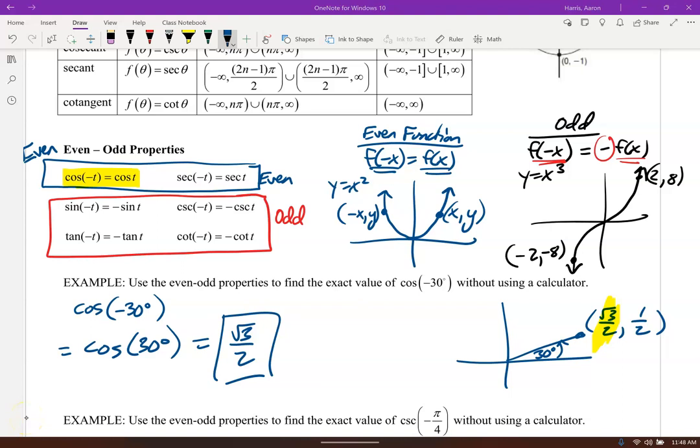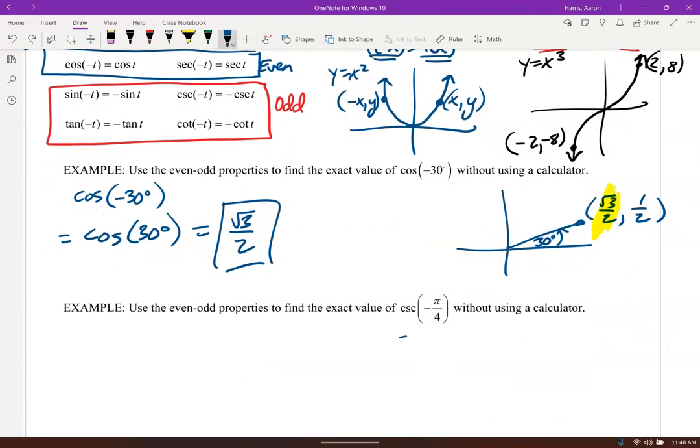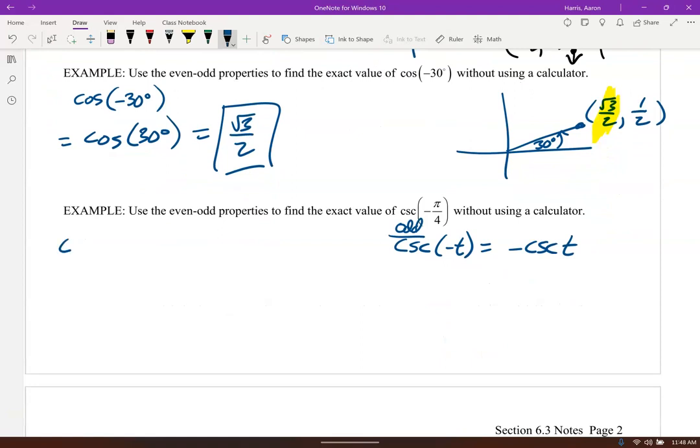Let's look at the next one. How about cosecant? Now this one's not with degrees, I've got radians. Cosecant of negative pi fourths. Notice cosecant is an odd function. Cosecant of negative t is negative cosecant of t. So this is odd. So cosecant of negative pi fourths is negative cosecant of pi fourths.